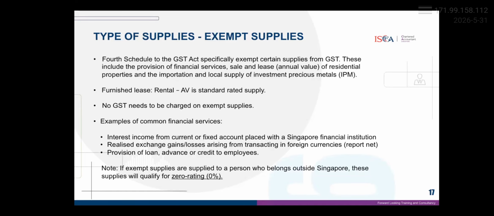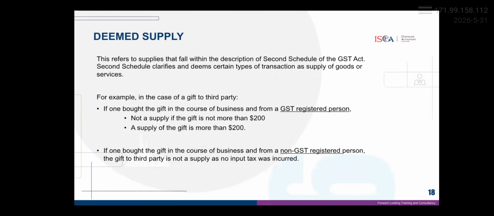However, do note that if the exempt supplies are supplied to a person who belongs outside Singapore, then this supply can qualify for zero rating at 0%. In a nutshell, when you analyze a transaction and you say that this is an exempt supply, but it also falls within the ambit for zero rating, then zero rating will prevail.